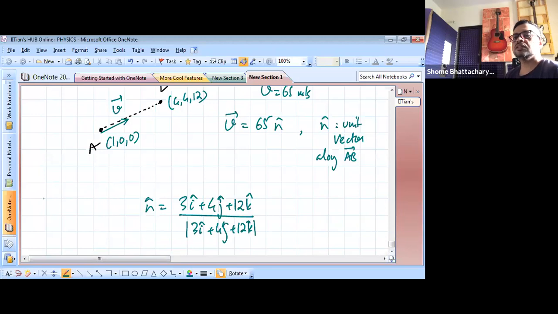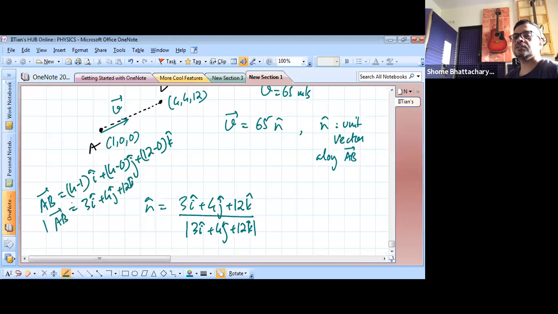Okay. Because AB as a vector is what? It is 4 minus 1 i cap plus 4 minus 0 j cap plus 12 minus 0 k cap. So as a vector it is becoming how much? 3 i cap plus 4 j cap plus 12 k cap. ये वाला वेक्टर है, the vector joining the points A and B.